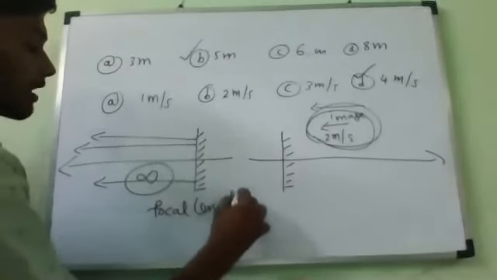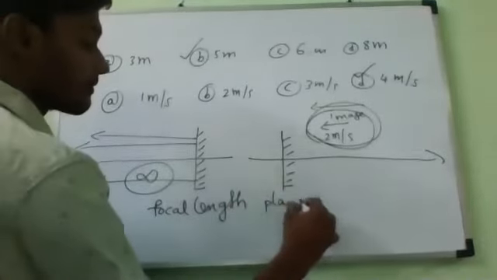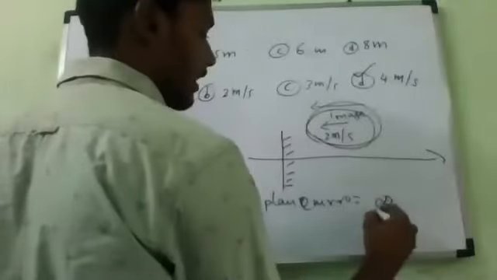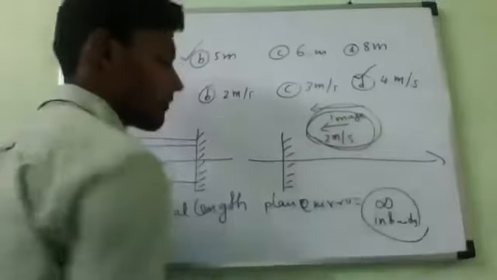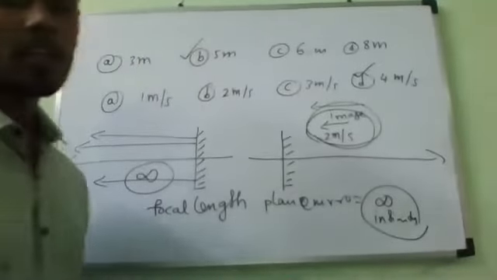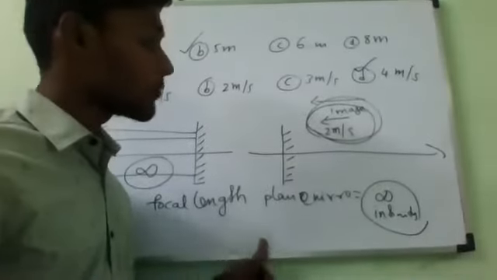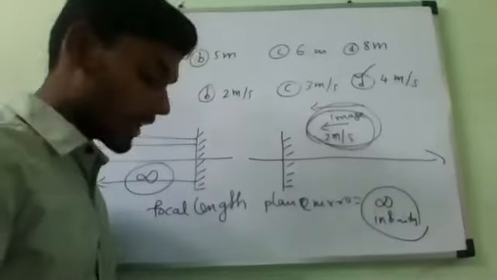That you should remember. The focal length of a plane mirror is equal to infinity. All of you remember that. We cannot measure the focal length of a plane mirror; that is infinity. Anyhow, I will say the point when the situation comes, but I am saying, write it. So now, keep a heading.